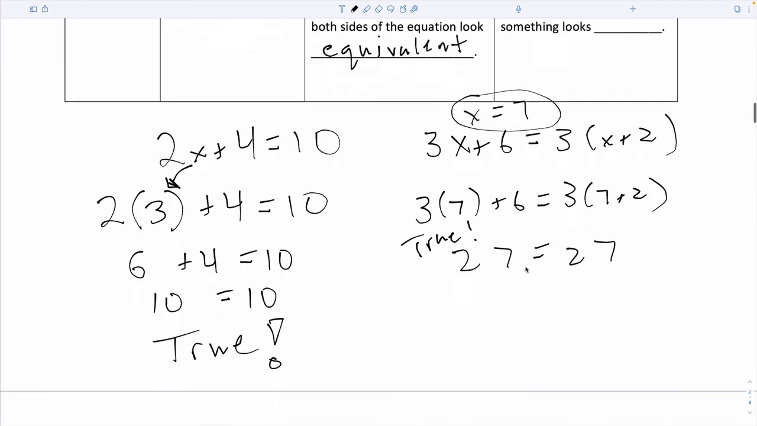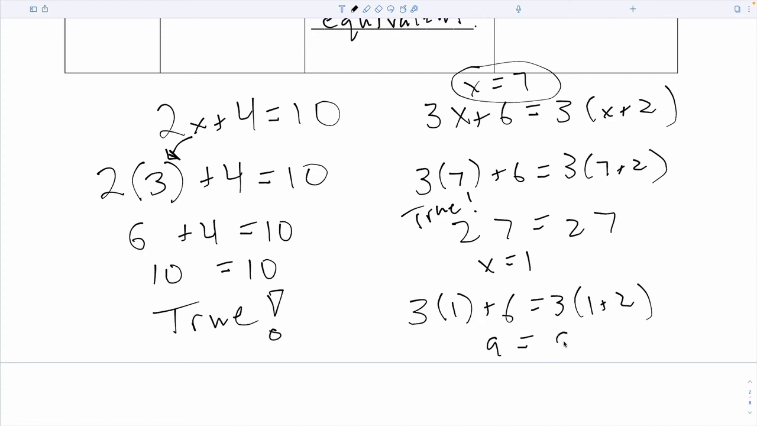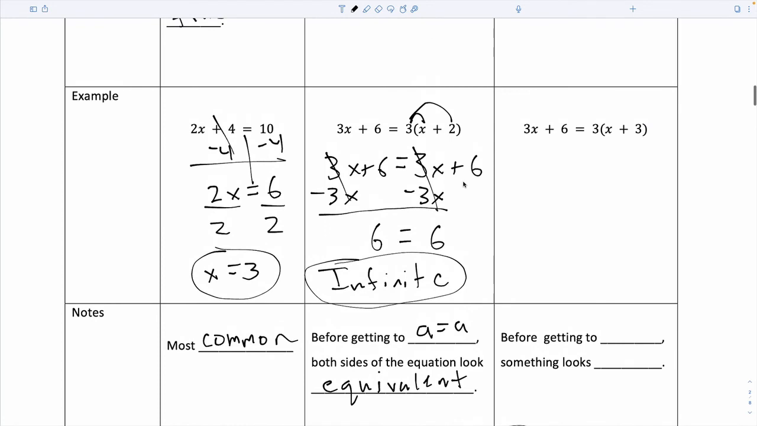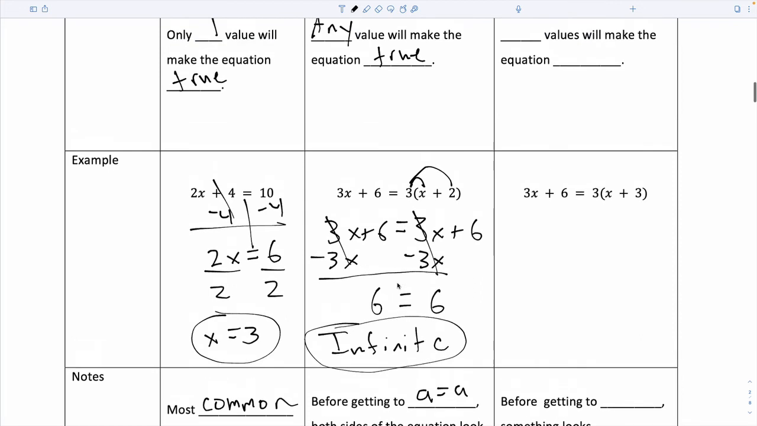Jacob, I'm going to use 1 instead because it's easier. So what about x equals 1? Would that one work too? Silent yes or silent no? If it's infinite, should this one work? Let's see. 3 times 1 plus 6 equals 3 times 1 plus 2. 3 times 1 is 3 plus 6 is 9. 3 times 3 is 9. Did that work? It made it true. If you have the number equaling the other, that equation worked and your value of x worked. This can be any number. You can choose 100, 1,000,000, 2,000.